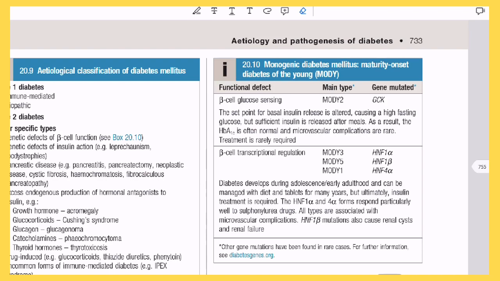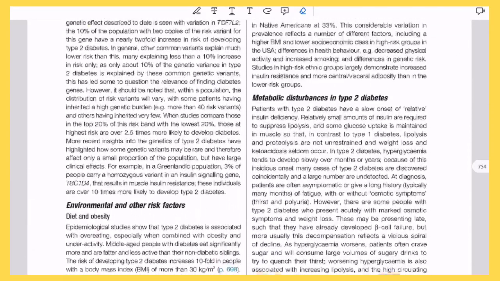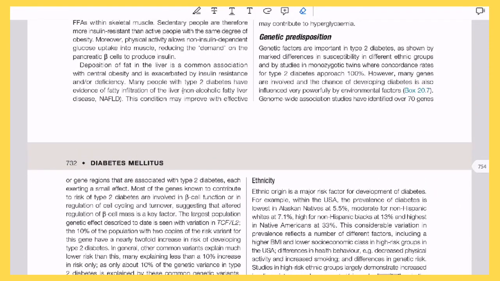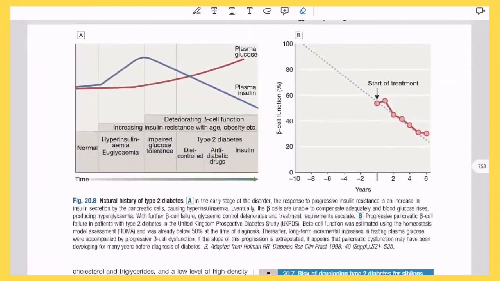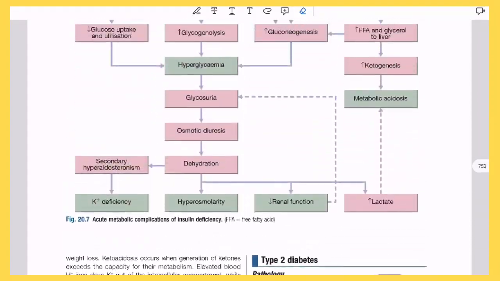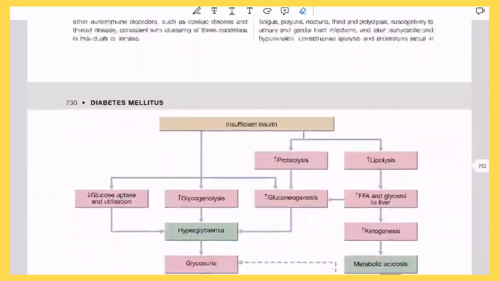But there are some bad conditions like HNF1 beta mutation, which is associated with renal cyst, and they can lead to renal failure. Maturity onset of the diabetes mellitus is another condition which is sometimes better than type 1 diabetes mellitus. So this is how we can evaluate a patient of hyperglycemia at the bedside, and we treat the patient accordingly.